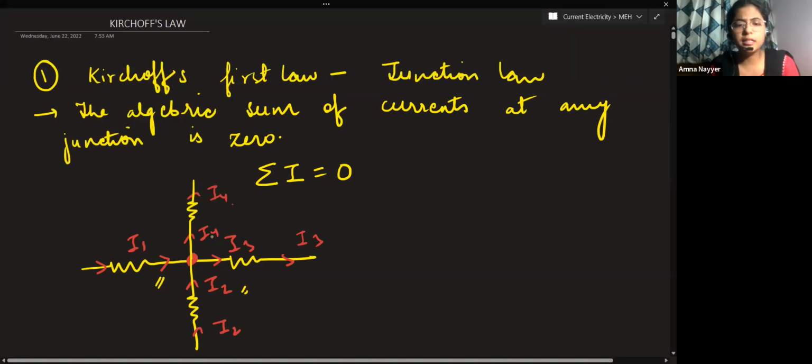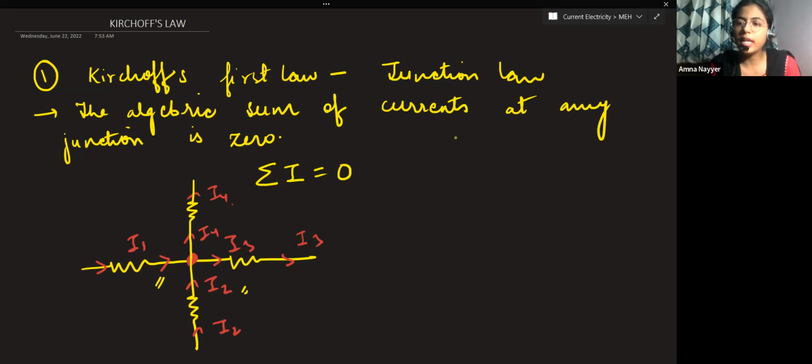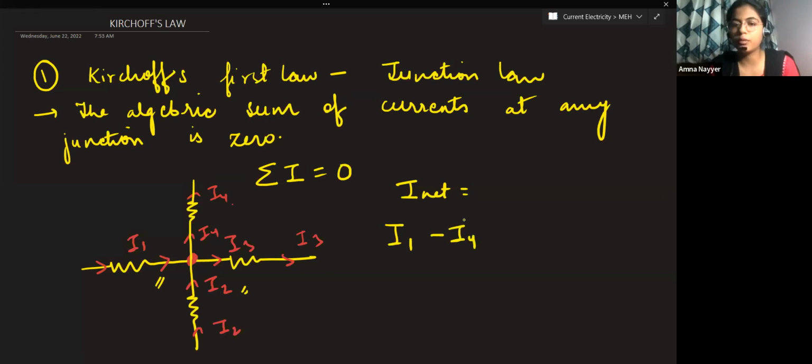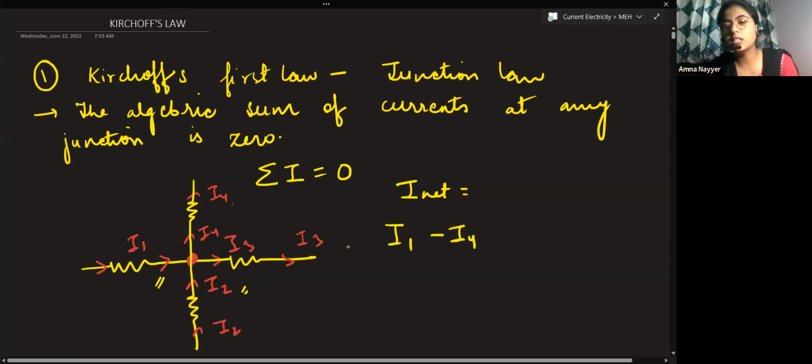similarly here, I1 is entering the junction, I4 is leaving the junction. Whatever is entering the junction, let's say is positive. So what will the net current be? I1, let's say it's positive because it is entering the junction. I4 is leaving the junction, so this is minus I4. I3 is also leaving the junction, so that becomes minus I3. I2 is entering the junction, so we call it plus I2.